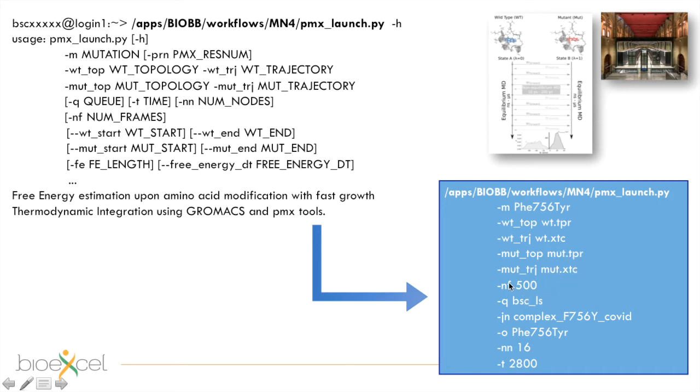And then the number of frames that we want to extract to perform the forward and reverse thermodynamic integration, in this case 500. And the rest of the parameters, you already know them: the name of the queue, the name of the job, the output folder, number of nodes, and wall clock time. Nothing else than that. Of course, there are more parameters that you can use, but those are the most important ones.